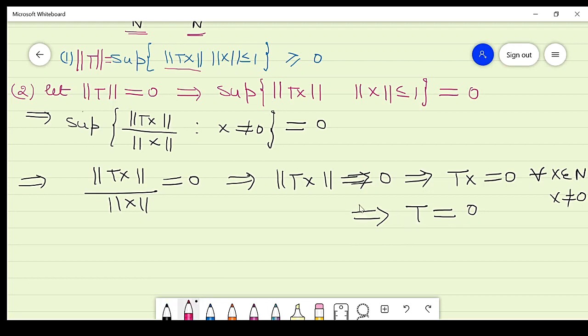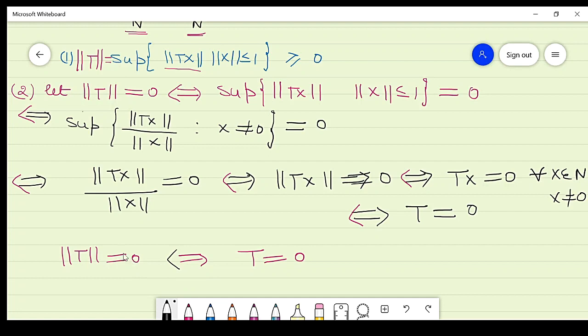Now reverse this process. If T is 0, then this condition is satisfied, then the next condition is satisfied, and so on back up the chain. So what we get is: if this functional value is 0, then the operator is 0. If the operator is 0, then the functional value of T is 0.